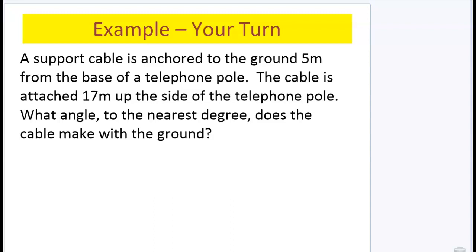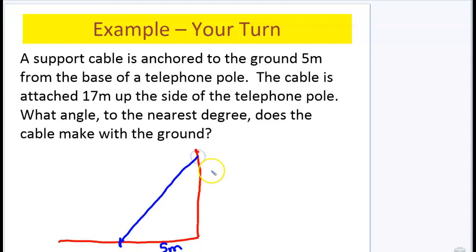Okay, in this example, it says we have a support cable anchored to the ground 5 meters from the base of a telephone pole. So there's my telephone pole, and there's the ground. The cable is anchored to the ground 5 meters from the base of the pole. So this is 5 meters. And the cable attaches 17 meters up the side of the pole. So that means this distance here is 17 meters.